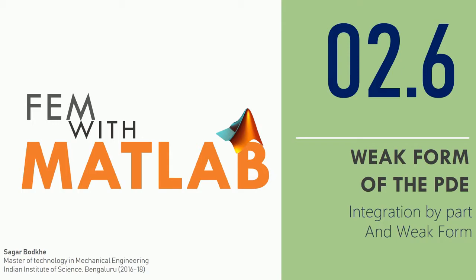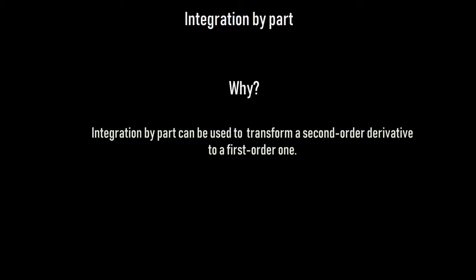We'll start with what is called integration by parts. This is the mathematical transformation, the only step that you require to go from the weighted residual statement to the weak form. Why do we want to do integration by parts? Let's see. Integration by parts can be used to transform a second order derivative to a first order one. By doing this, the second order differentiability requirement is now reduced to a first order one.